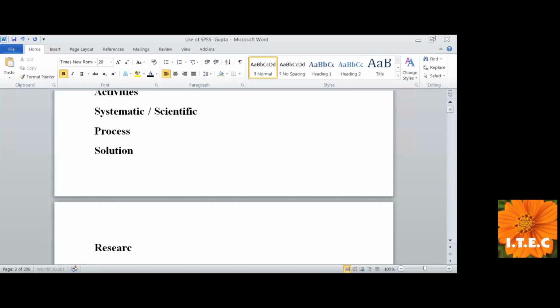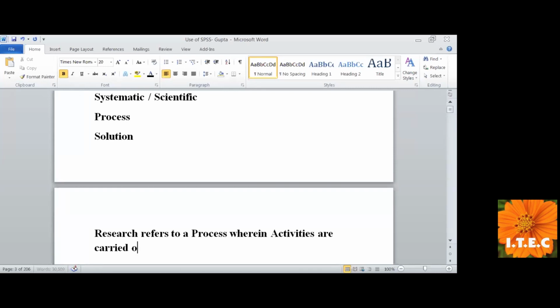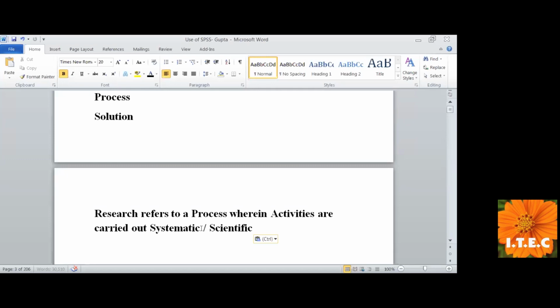Research refers to a process wherein activities are carried out systematically or scientifically to find a solution of the problem.